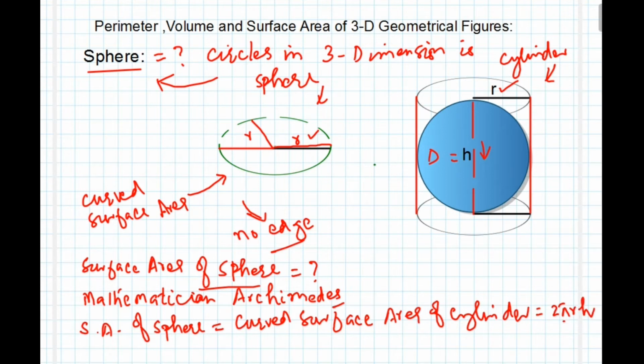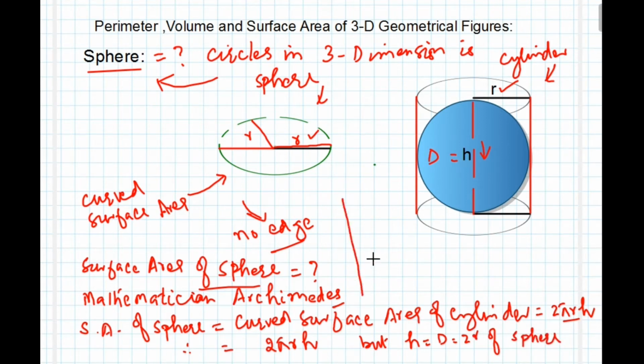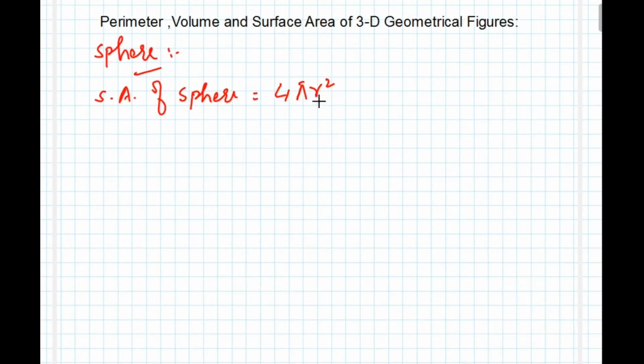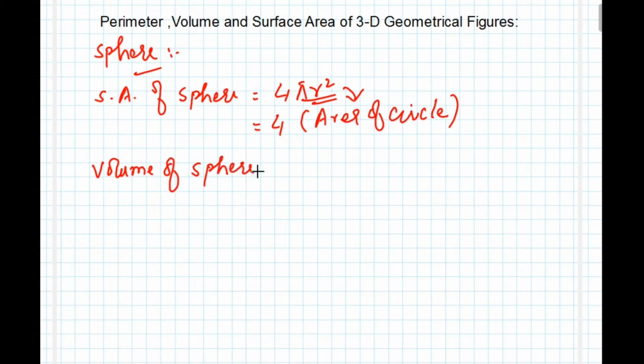The curved surface area of a cylinder is 2 pi r h. Therefore, the surface area of a sphere is 2 pi r h. But h is equal to 2r, the diameter of the sphere, as shown. Therefore, the surface area of a sphere is equal to 2 pi r (2r), which is 4 pi r square. We can say that the surface area of a sphere is equal to 4 multiplied by the area of the circle. Now the volume of a sphere is equal to 4 upon 3 multiplied by pi r cube.